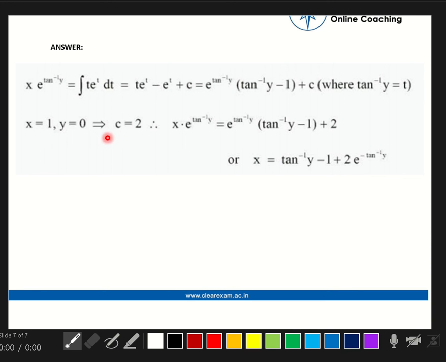By solving this equation with x = 1 and y = 0, we will get c = 2. Let's put these values of x, y and c in this equation. You will get x = tan⁻¹y − 1 + 2e^(−tan⁻¹y).